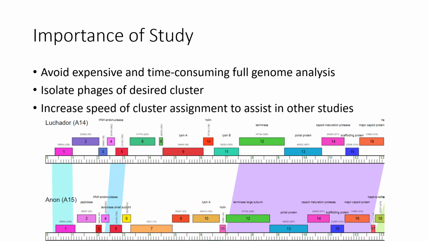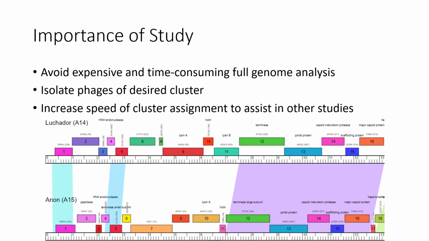This study will obviously increase the speed of cluster assignment, but this will also assist in other studies, one of these being looking into phage mosaicism. Phage mosaicism is a property of viruses, and bacteriophages especially, that they can easily exchange genetic info and genes with each other and with their hosts, so in this case being bacteria.